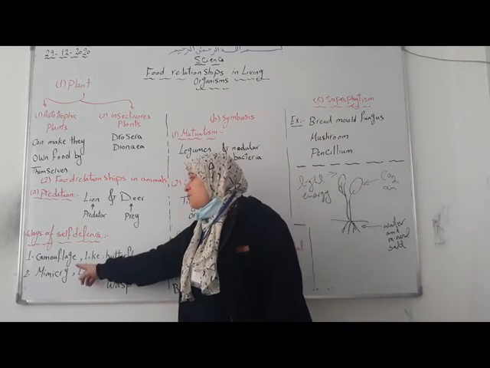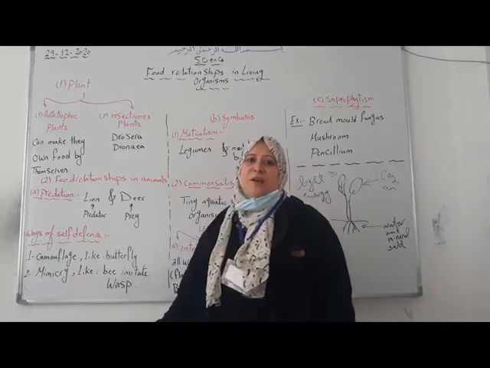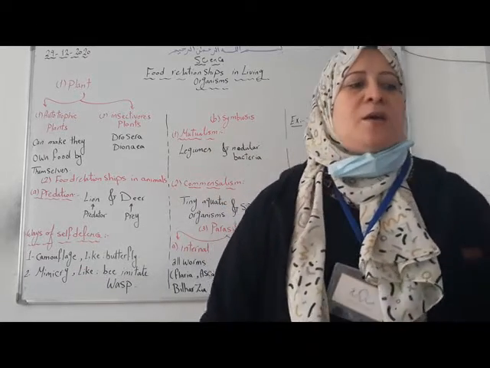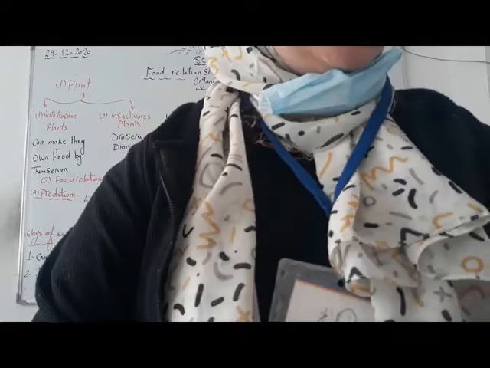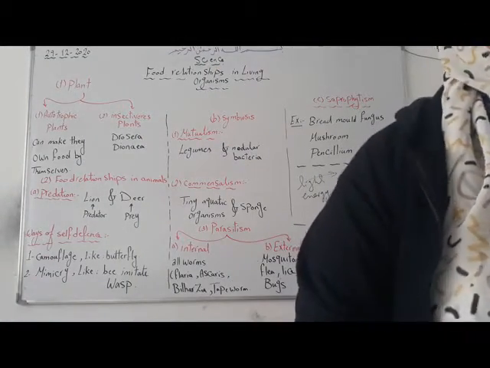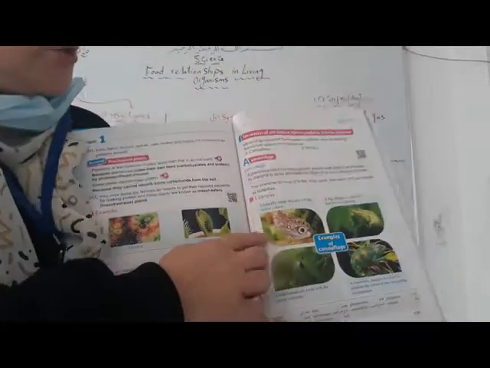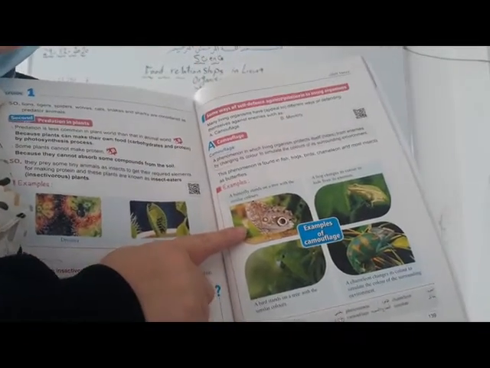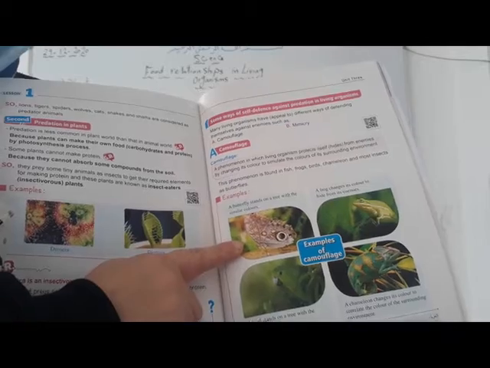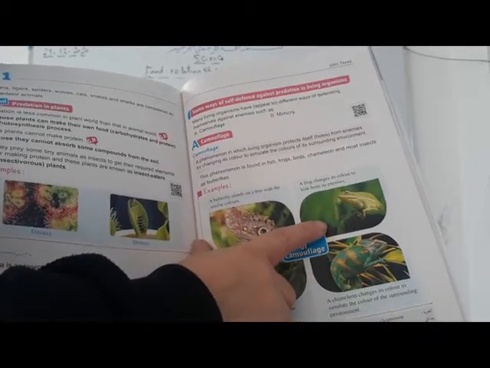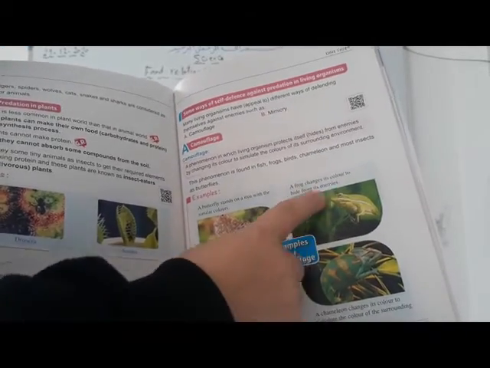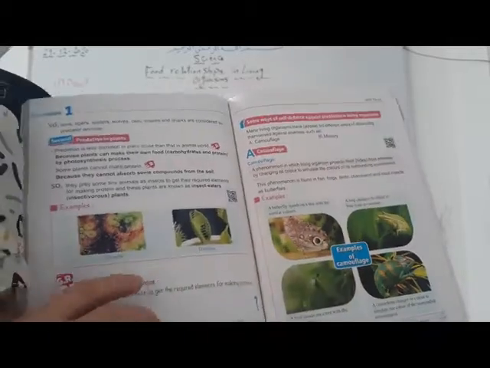We have the camouflage phenomena. What is camouflage? It's a phenomena where the animal changes its color to hide from enemies. Also, we have examples here. Do you see this butterfly? Do you see how it changes its color? And this frog make its color green like the surrounding environment.